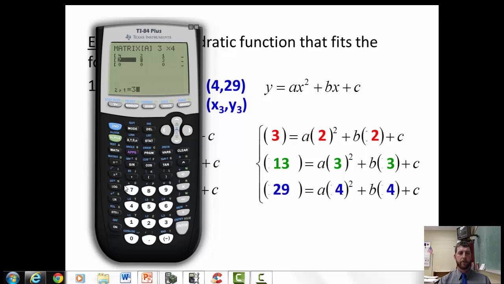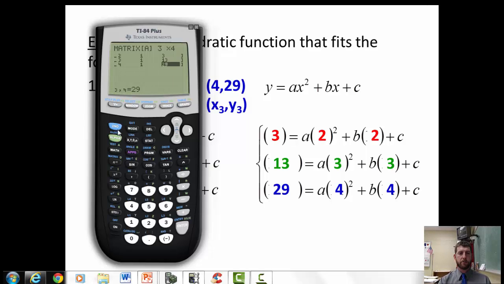Second row, 3 squared, 3, 1, and 13. Then the third equation, third row, 4 squared is for A, 4 is the coefficient of B, 1 is the coefficient of C, and 29. Let's go through, double check it. So 4, 9, 16. Remember, A's were first column. 2, 3, 4. B's were the second column. 1, 1, 1. C is the third column. And 3, 13, 29. So there are our 3 equations.